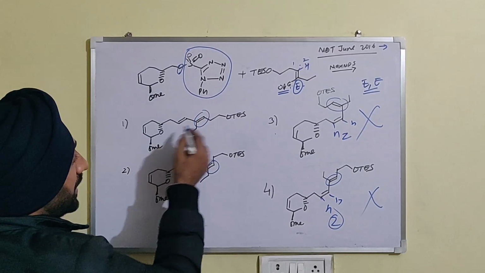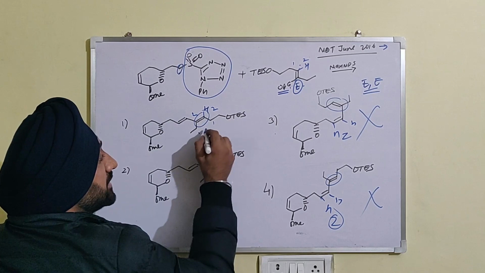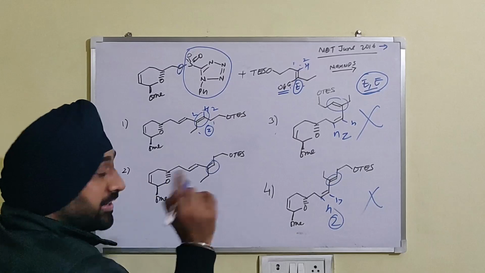Now let's see, say in the case of the first one. Let us just try and number this olefin which is already present. So we can clearly say this is 1, 2, 1, 2. So this is what? This is Z. But in our case, we should end up getting the E olefin. So the only option that we are left with is option 2, which is the correct option.